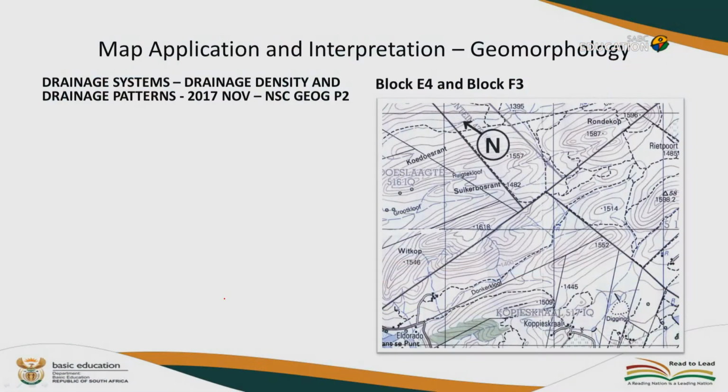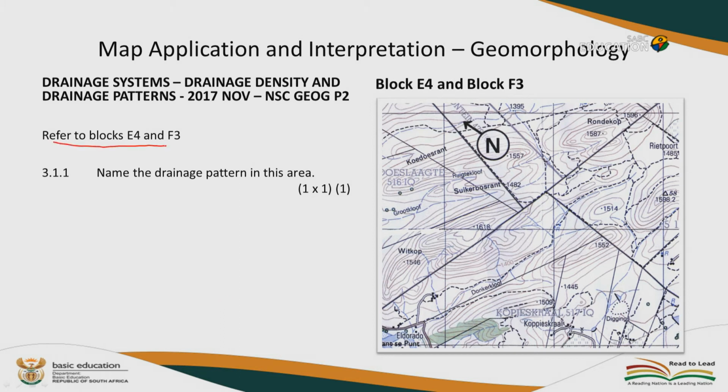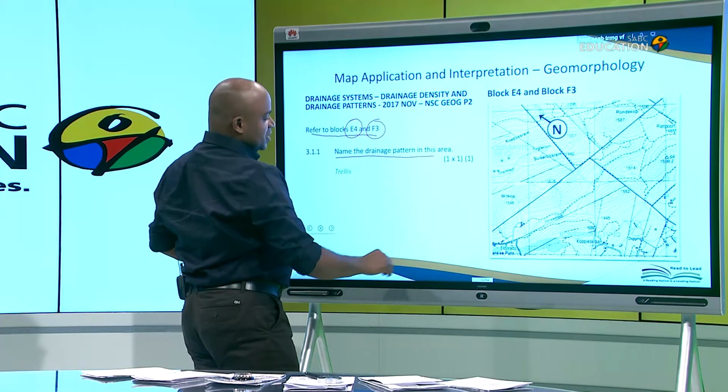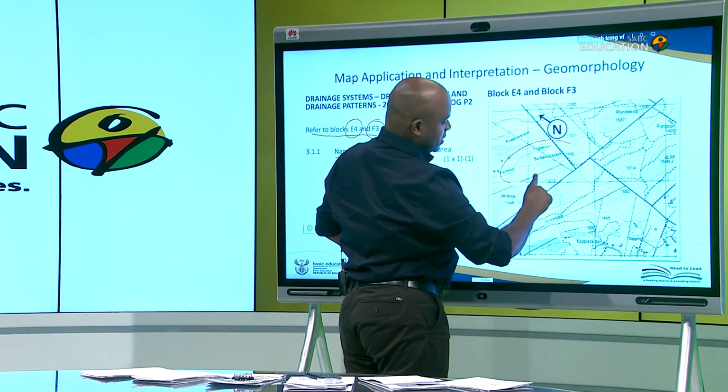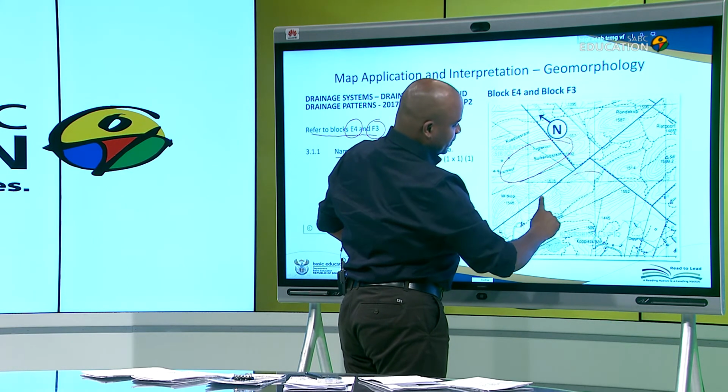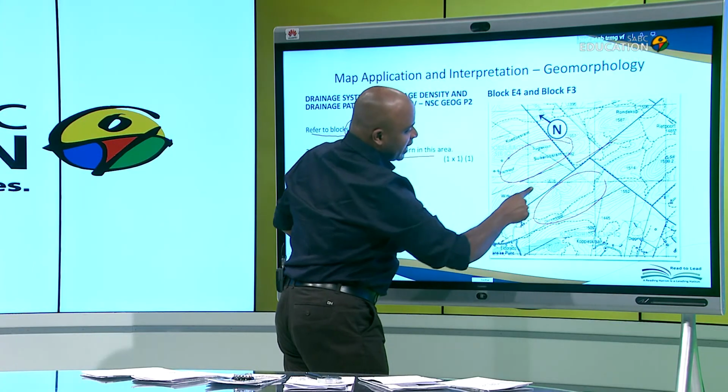The next one is drainage density. In this particular example, we are required to look at blocks E4 and F3. Name the drainage pattern in this area. Upon analysing these blocks, note the following. There's our drainage pattern. It is trellis, and we have identified it in these blocks. Note the trellis pattern. And there's your high-lying area.